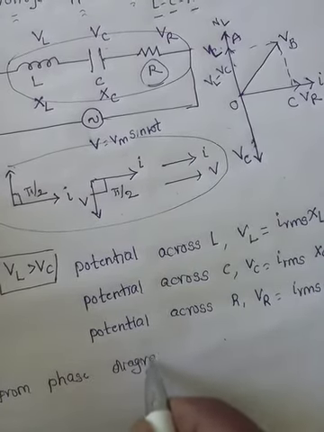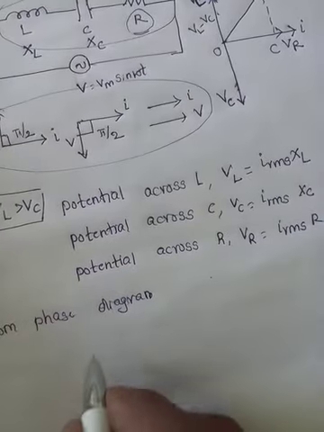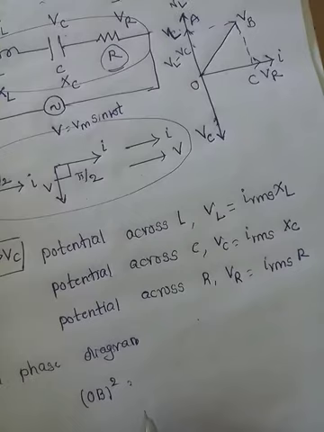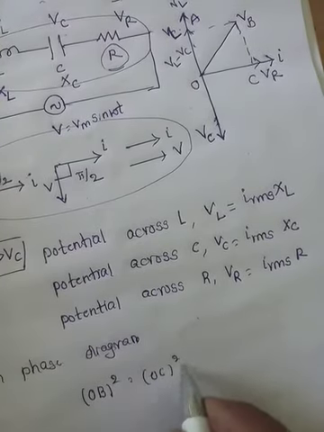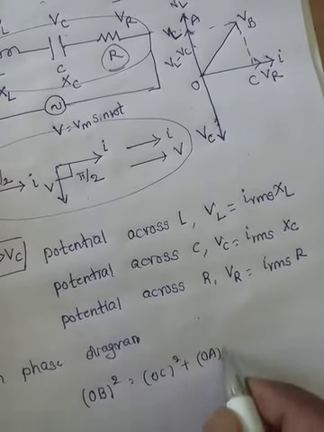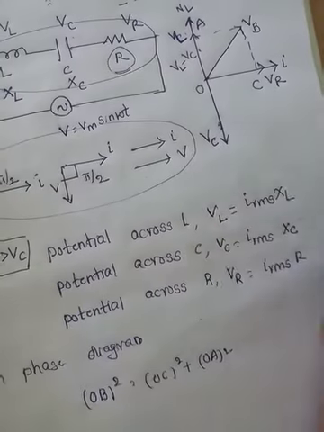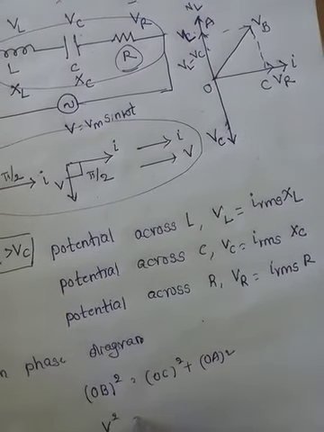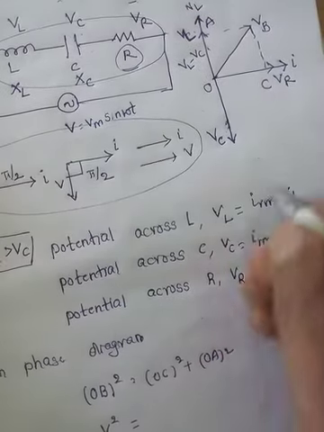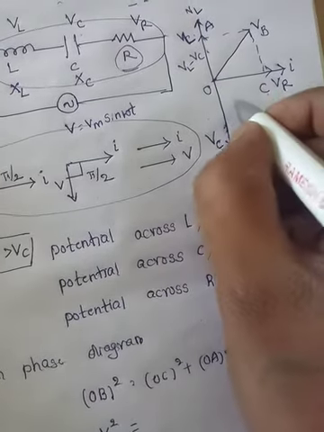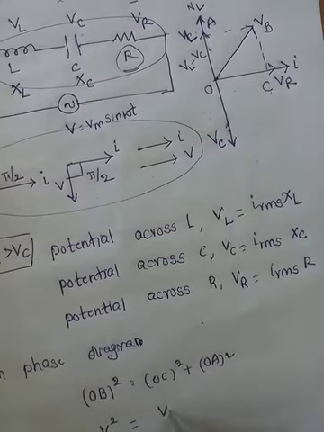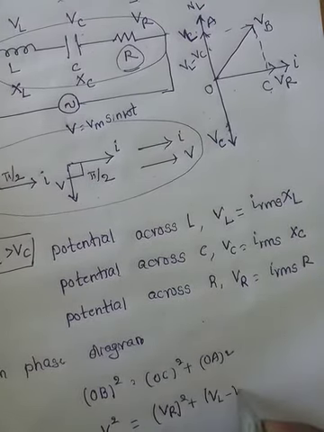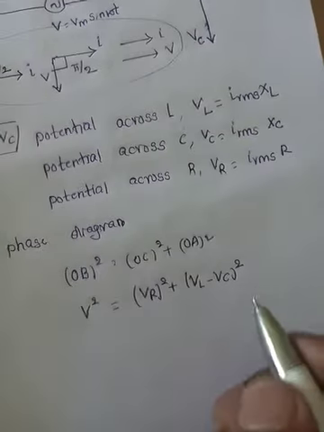I want the resultant voltage. Resultant voltage along which direction? OB. So OB square is equal to OC square plus OA square. Since it's a rectangle, opposite sides are equal, so OB is equal to OA. What is OB? Resultant voltage V. V square equals, what is OA? VR, right? Yes. VR whole square plus (VL minus VC) whole square.